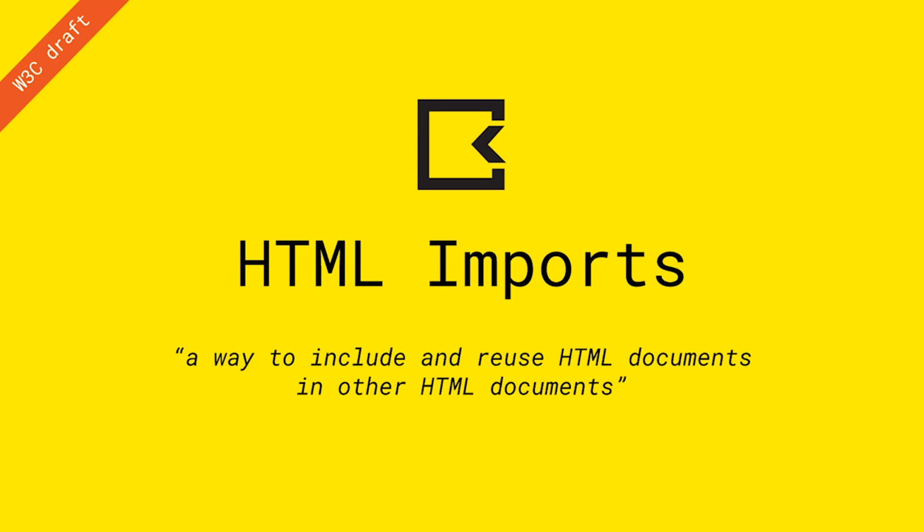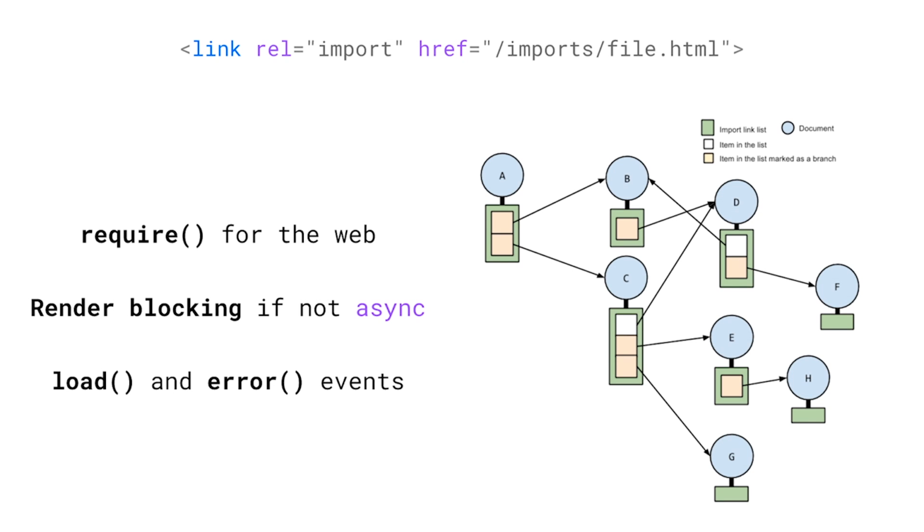HTML imports, which is a way to reuse HTML documents within other HTML documents. Sounds a bit tricky, but it's really as easy as putting this link tag in your head, which, as the spec defines, has this new value for the rel attribute, which is import. It's basically the require for the web, finally.